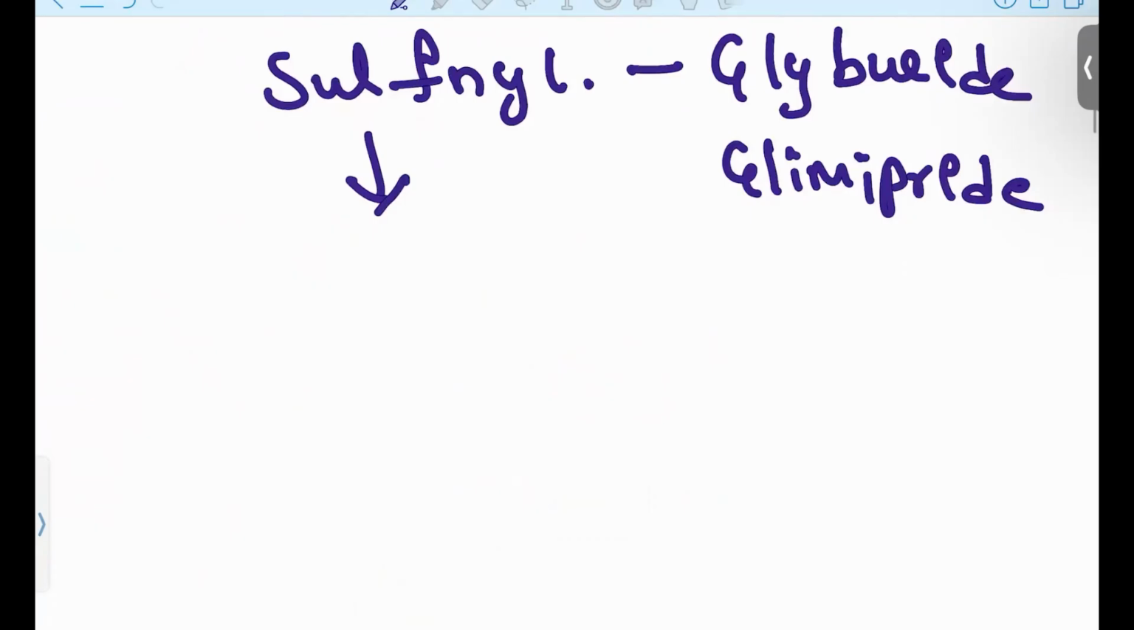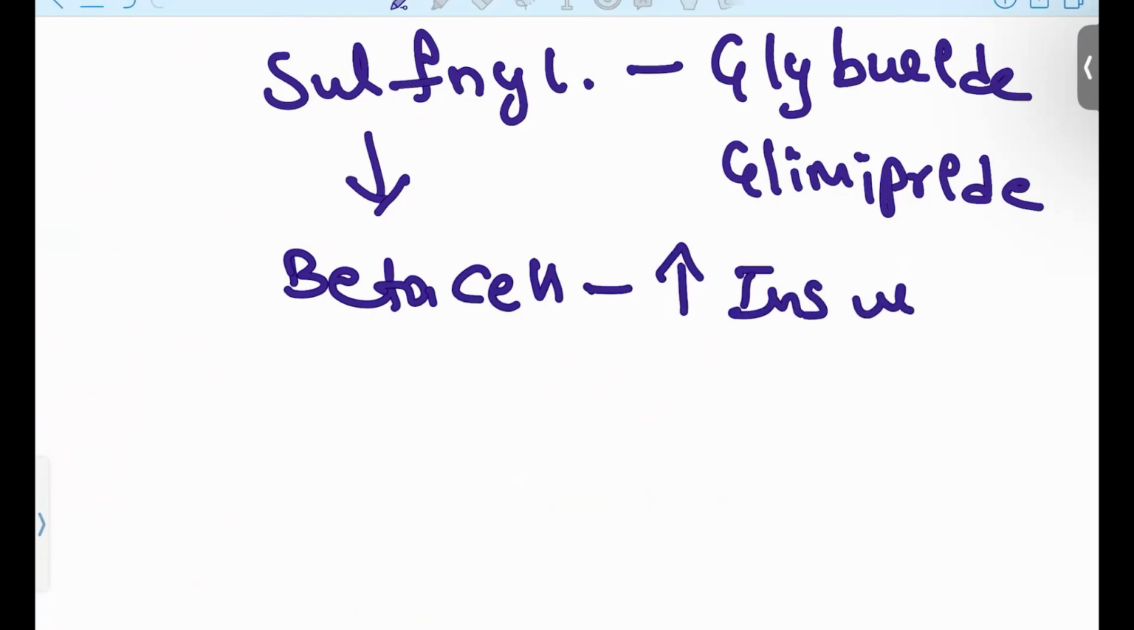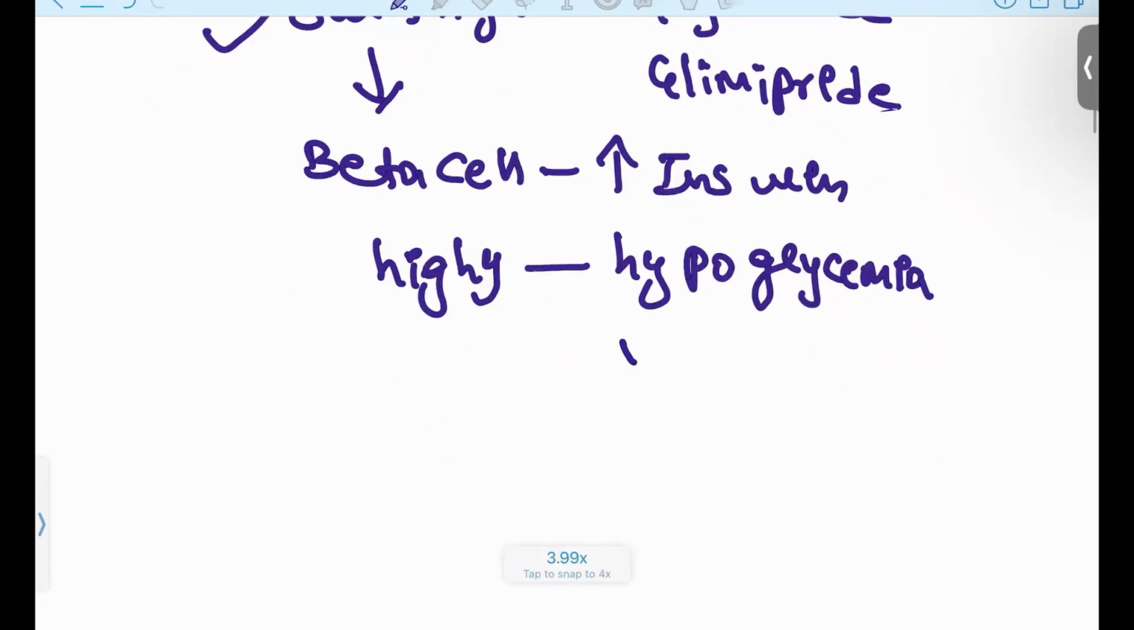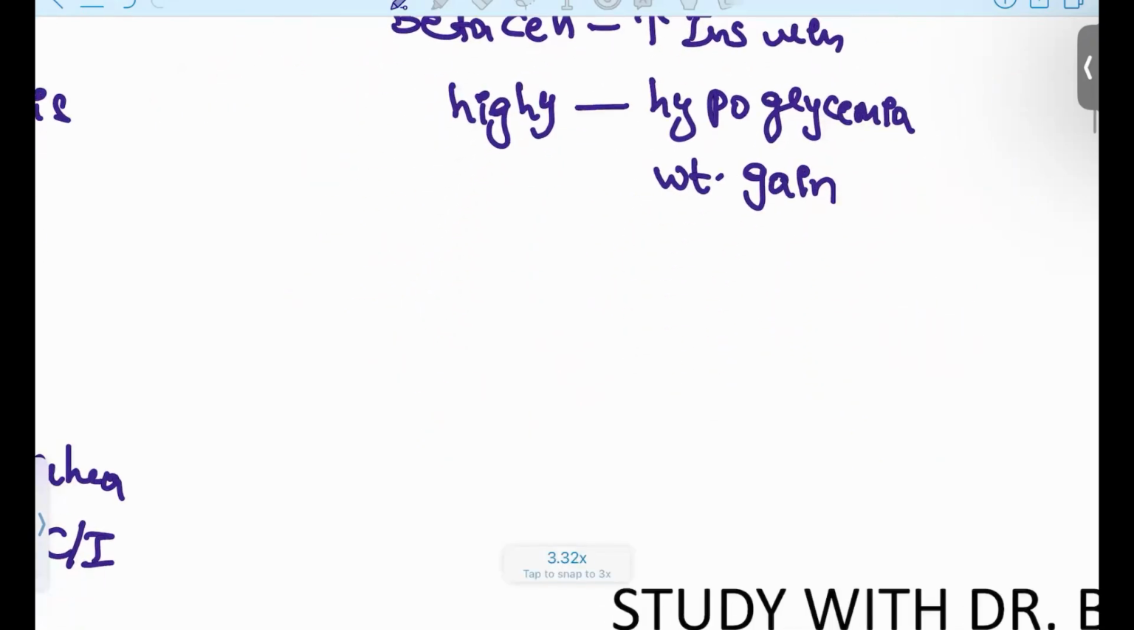Usually, it will act on the beta cells. Directly on the beta cells of the pancreas, it will increase the insulin levels. So, this is a highly potent drug. That's why patients taking this will have hypoglycemia. This is one of the side effects, and it will also cause weight gain. Okay, these are the sulfonylurea drugs.